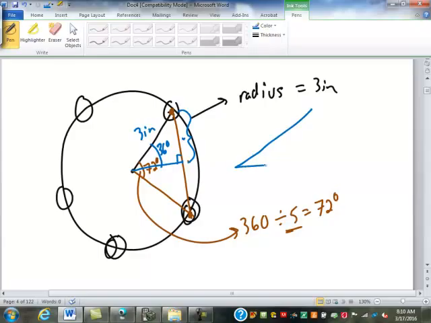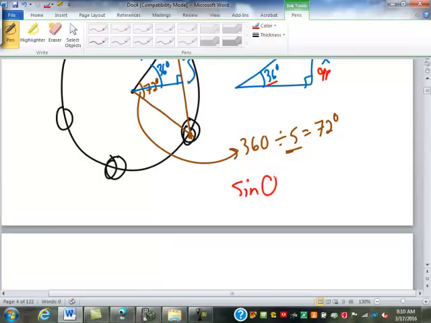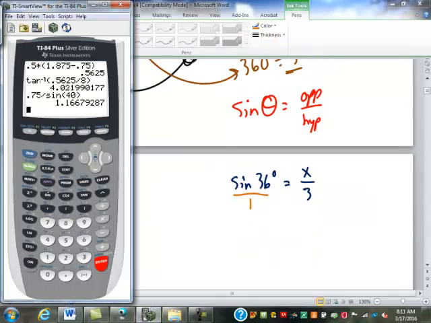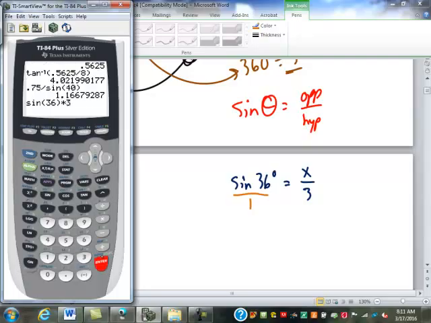So what I have here is a triangle. It looks like this. 36 degrees, this is 3 inches, and I'm looking for that. So I have opposite and hypotenuse according to my angle, which again is sine. So sine of 36 degrees equals the opposite side, which is what I'm looking for. My hypotenuse is 3. So sine of 36 times 3 divided by 1. 1.7634.